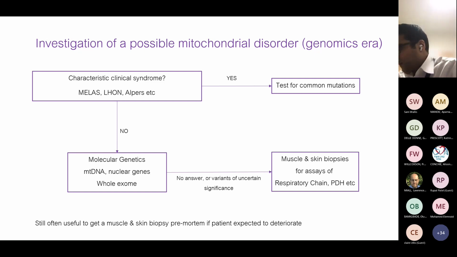That doesn't mean that answers the question, because we may well not get an answer, or we may get an answer that's difficult to interpret because of variants of uncertain significance, and then we go on to look again functionally, and we may still need to do muscle biopsies and so on. And indeed, it's still probably useful in a patient that's sick and deteriorating, and we anticipate to get worse, to try and get a muscle and skin biopsies pre-mortem, to try and help us interpret any genetic results that we do get back.